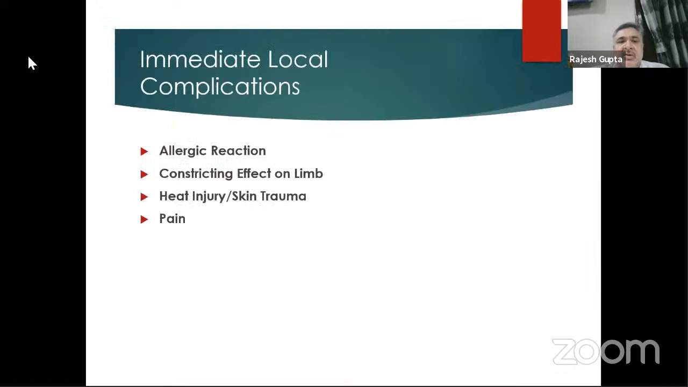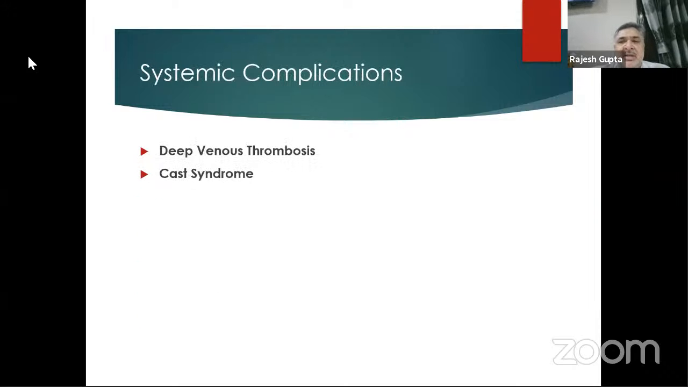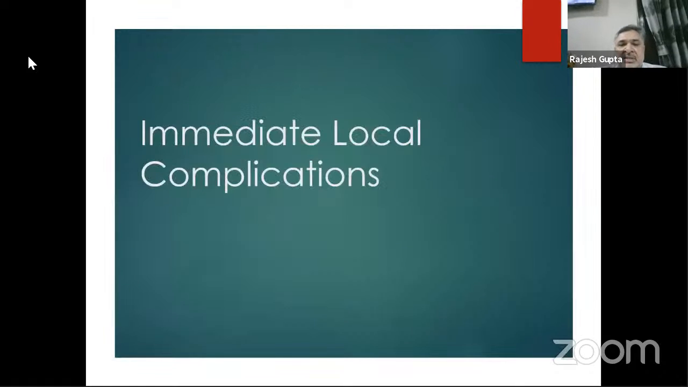Now there are immediate local complications, which are allergic reaction, constricting effect on the limb, heat injury, skin trauma, pain. There are so many delayed local complications, and systemic complications, venous thrombosis, and the cast syndrome. So we are going to discuss them each.